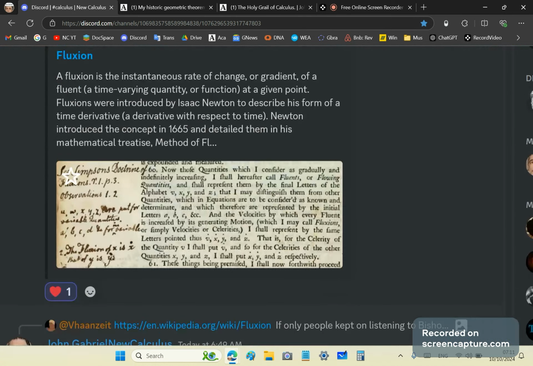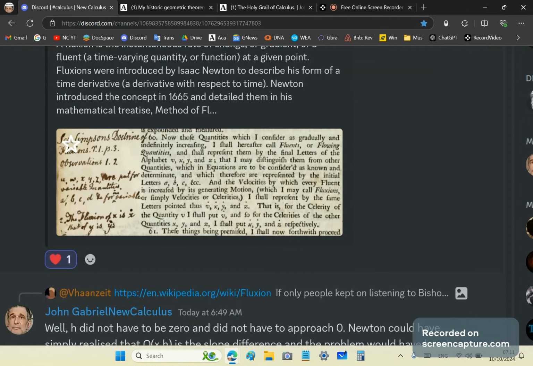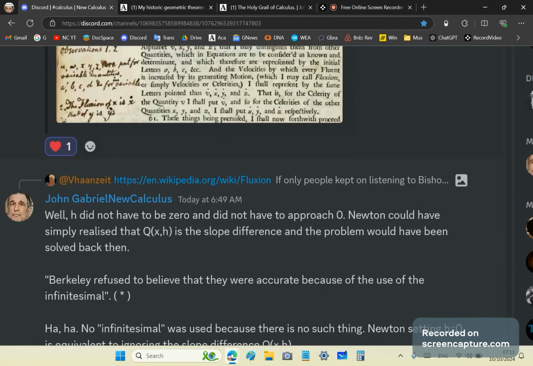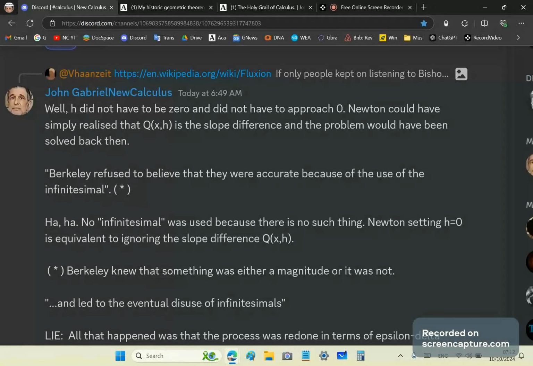Now, let's look at fluxions, okay? A fluxion is an instantaneous rate of change. It's just a total load of BS, because there is no such thing as an instantaneous rate of change, and there is no function which necessarily corresponds to such a rate of change. Now, H did not have to be zero and did not have to approach zero. If Newton would have simply realized that the terms in H are the slope difference, the problem would have been solved right back then. But it took me 400 years later to actually solve the tangent line and area problem.